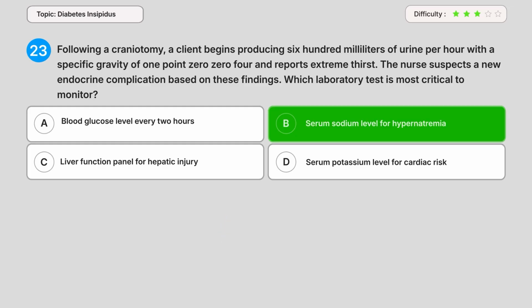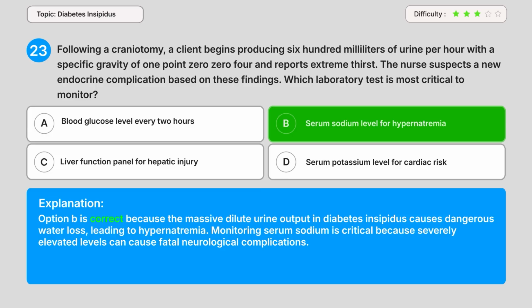Correct answer: B. Serum sodium level for hyponatremia. Explanation: Option B is correct because the massive dilute urine output in diabetes insipidus causes dangerous water loss, leading to hyponatremia. Monitoring serum sodium is critical because severely elevated levels can cause fatal neurological complications.